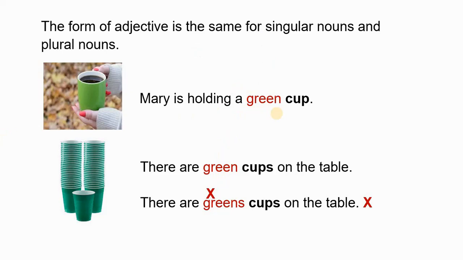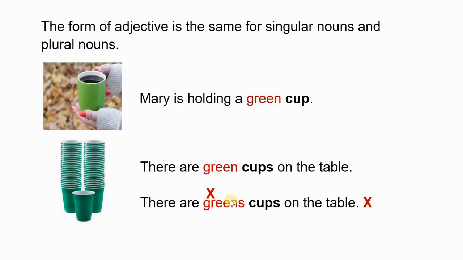So, it is the same adjective for when the noun is singular or plural. Next here, there are greens cups on the table. So this sentence is wrong. This doesn't exist in the English language. Okay? This is very wrong. When you say greens, no.